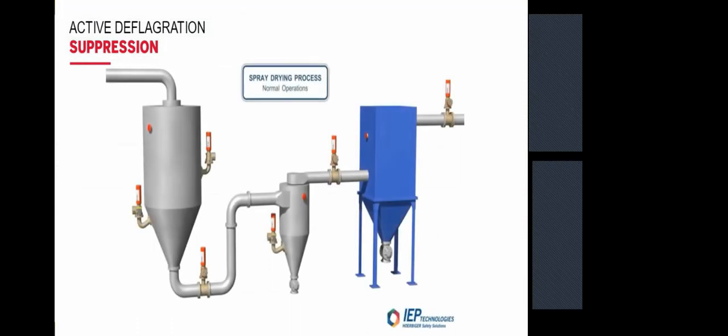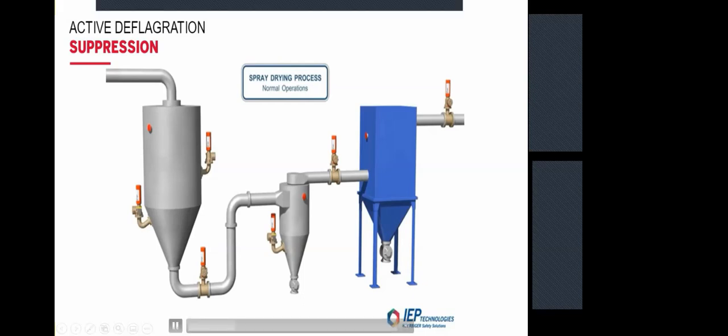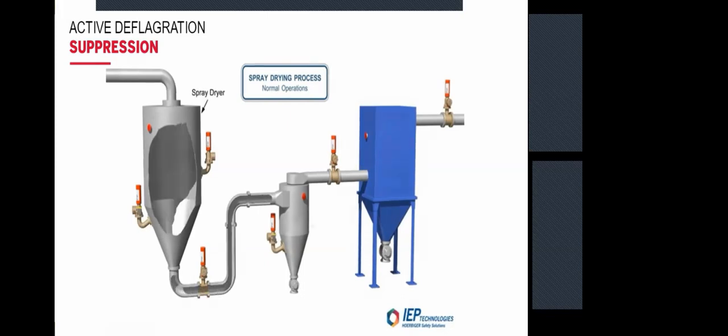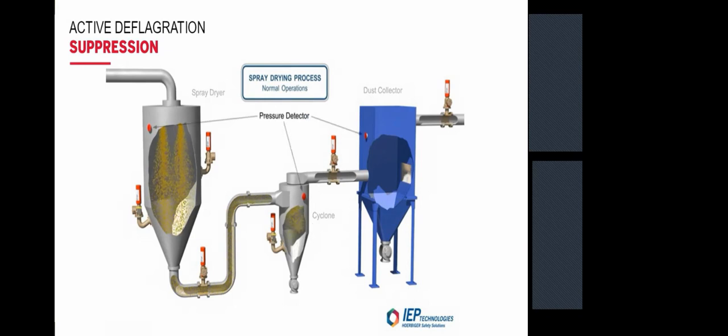No matter where a deflagration starts within the machine, it will be confined to that piece of equipment, as seen here in the animation of grain being processed into cereal. The grain is conveyed through each piece of equipment within the processing system: the dryer, the cyclone, and the dust collector. The parts of the suppression system include pressure detectors, suppressors, isolators, interlocks, and the deflagration vent.